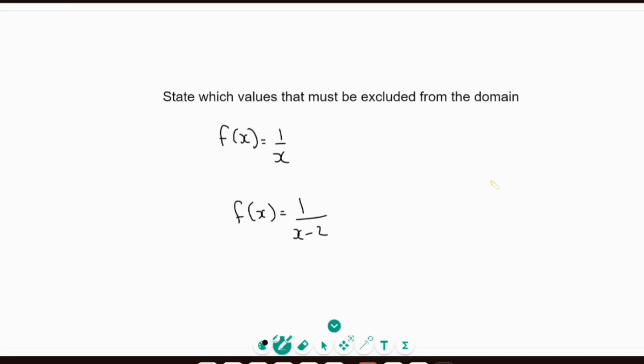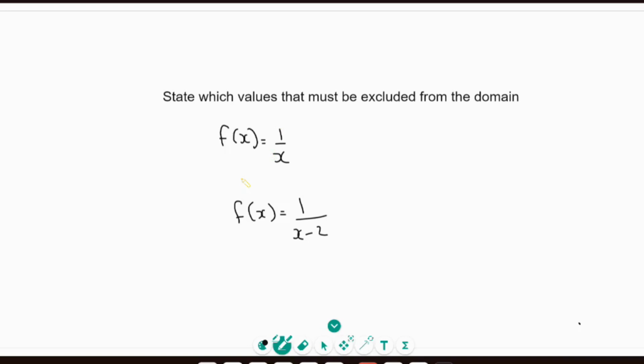For the IGCSE Edexcel exam board, they like to look at questions similar to this. So state which values must be excluded from the domain. So let's just think about the domain. The domain is your input, any value that x can be.